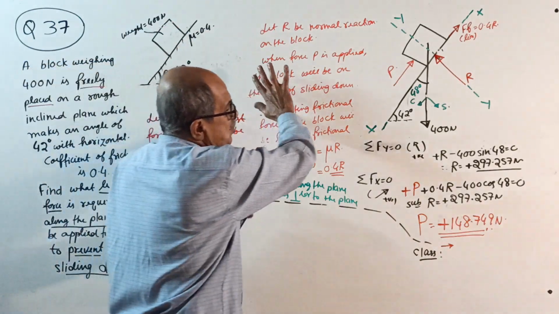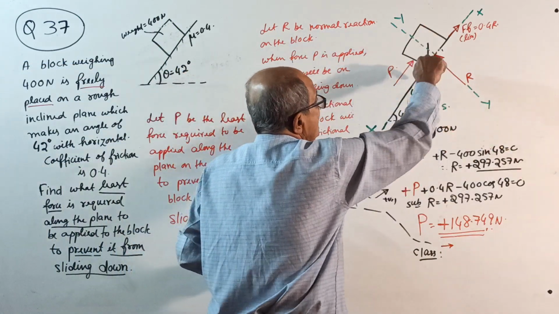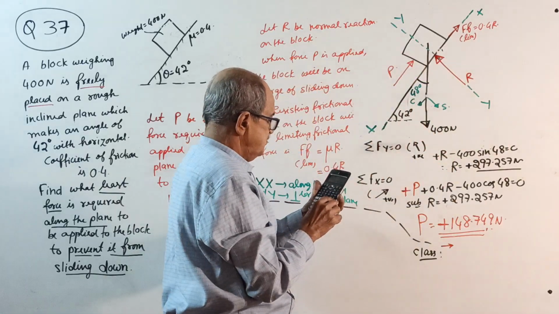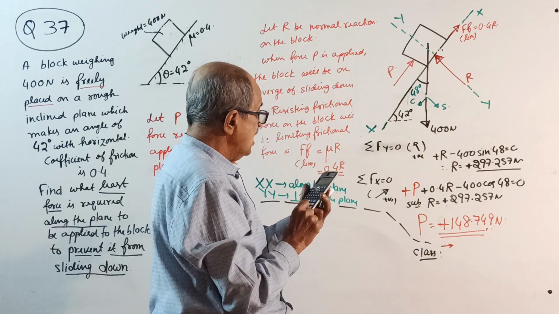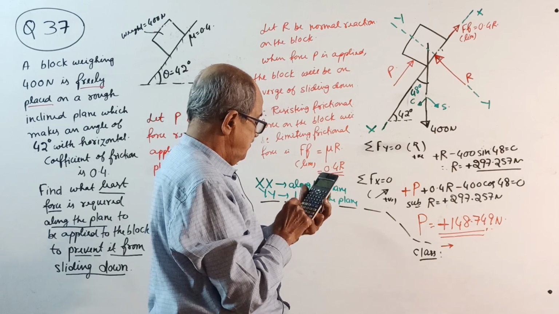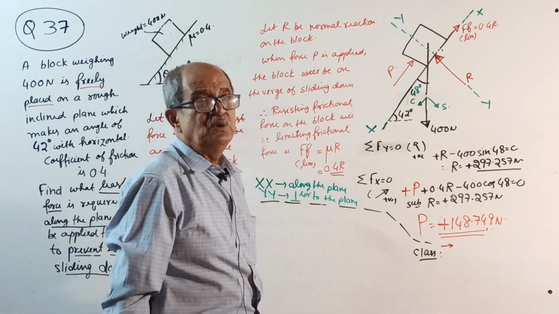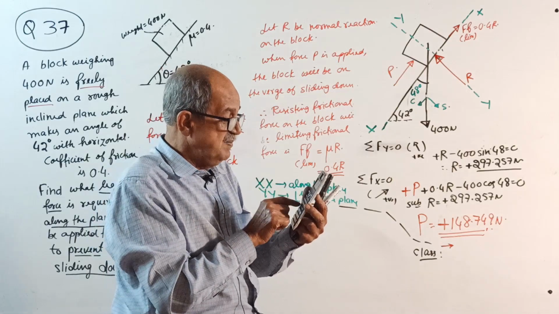Start. No sketch, nothing. See, normal reaction R, I will calculate. This R and this will balance. So R is 400 into sine 48. Normal reaction, I will get 400 into sine 48, which is 297.257. I will store in memory that number, that R.